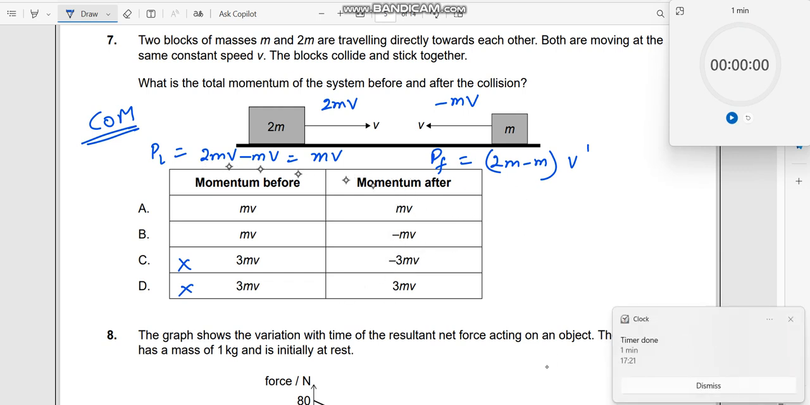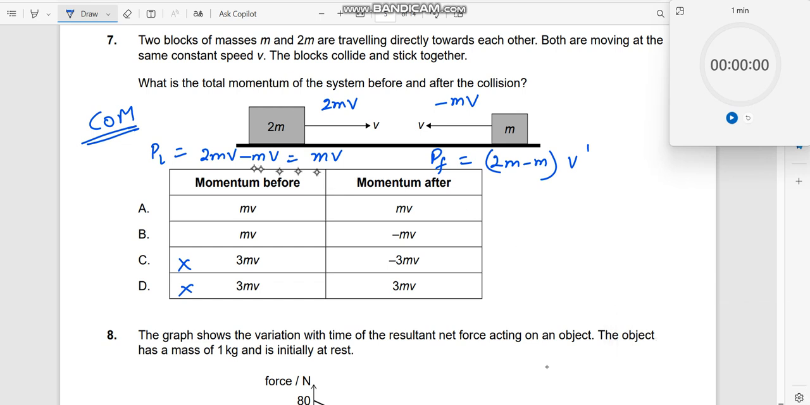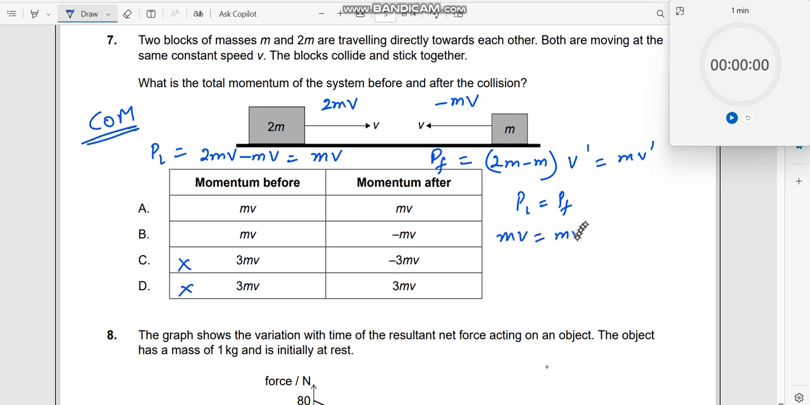Now, according to conservation of momentum, we have Pi equal to Pf, which means that this is mv dash. So mv is equal to mv dash. This is your Pf over here. Pf is also equal to mv. So therefore this is the right option. Option A is the right one. Okay, let us move on to the next one.